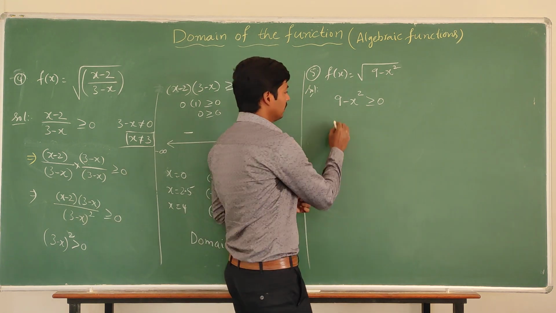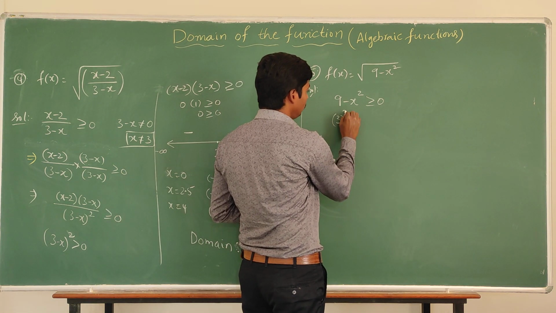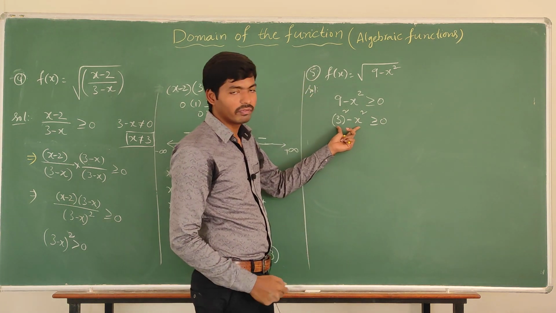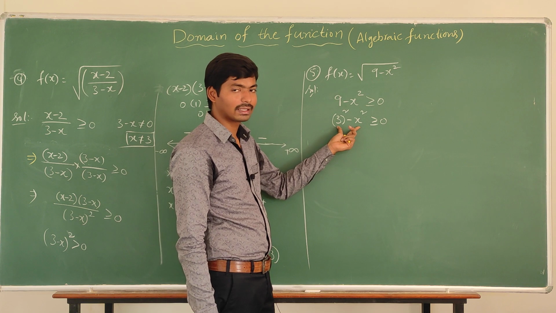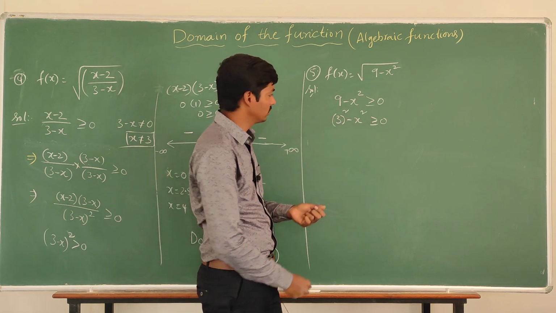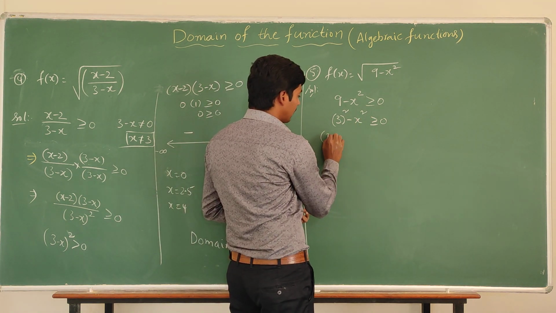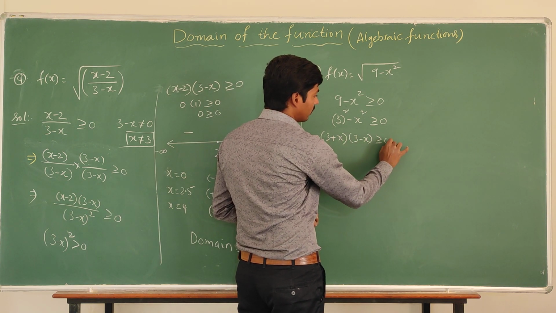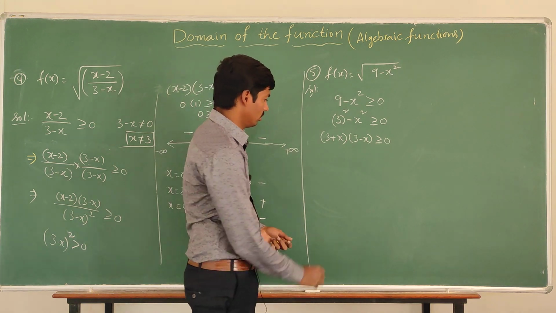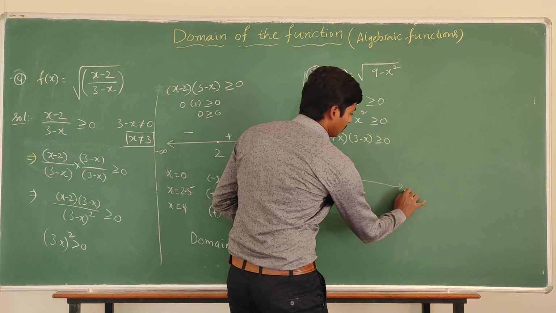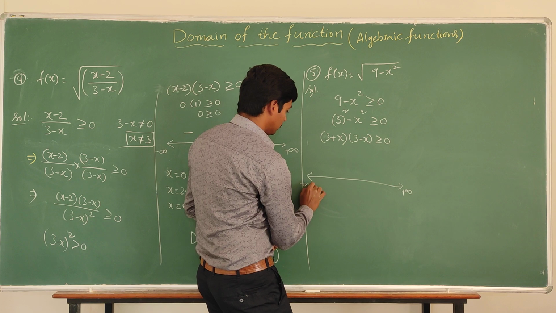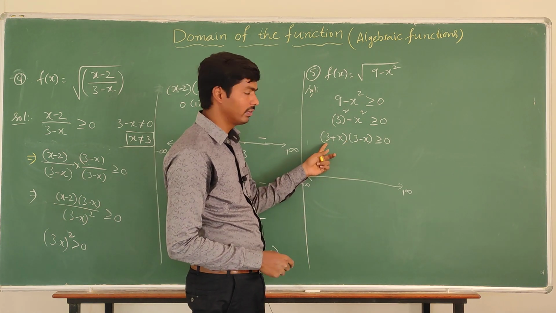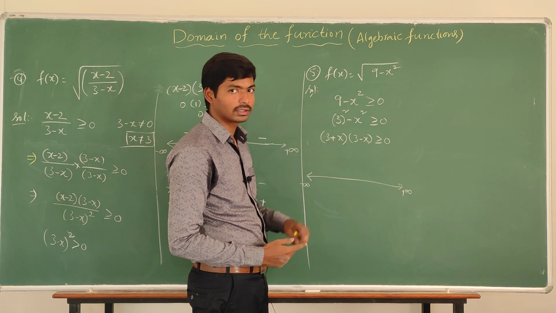So 9 we can write as 3 square, so 3 square minus x square greater than or equal to 0. This is in the form a square minus b square, which we can factorize as a plus b into a minus b. So 3 plus x into 3 minus x greater than or equal to 0. Now take the number line from minus infinity to plus infinity and plot the critical points. How will we get the critical points? Equate each factor to 0.